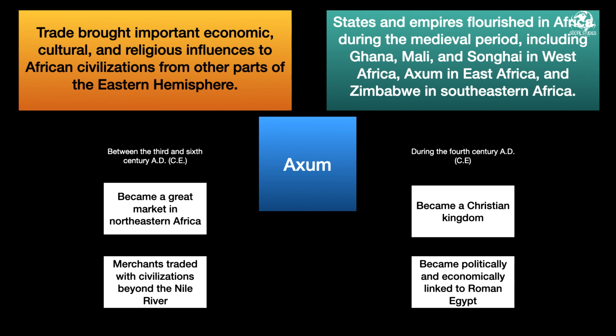Think about this. In Africa, you have many people who are Islam, but then there's also what's called animism, which I'll talk about shortly. So being a Christian kingdom in the middle of where most people are other religions, this was unique. It also became politically and economically linked to the Roman Egypt. So just to remind you, the Romans did conquer Egypt, and the Egyptians became very much Roman-like during this time period.